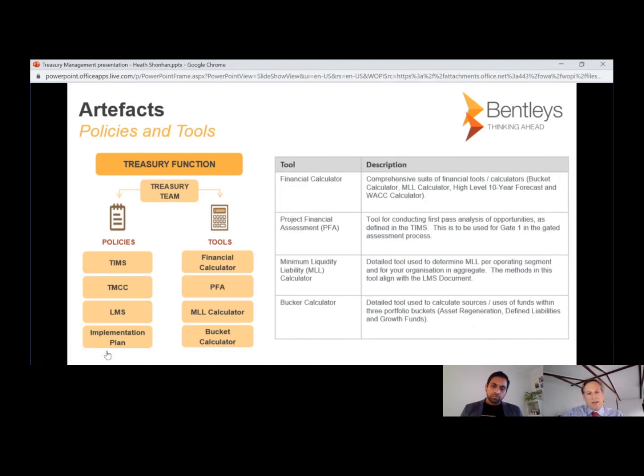The financial calculator, as I mentioned before, is the whole suite of looking at your buckets, your minimum level of liquidity, as well as importantly, a high level forecast, looking at your cash inflows and outflows. The project financial assessment is that tool for conducting a first pass analysis of your opportunities used in gate one. Your minimum level of liquidity is looking at your operating segments, home care, residential aged care, retirement living, and then the buckets, which we're about to move into, but broadly looking at asset regeneration, funding your defined liabilities, and looking at growth funding.